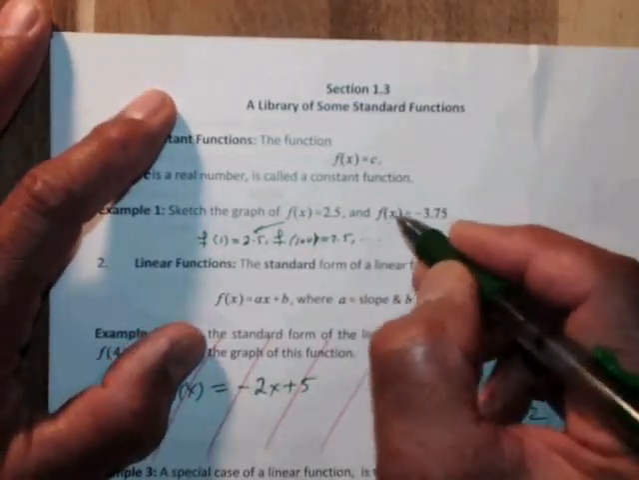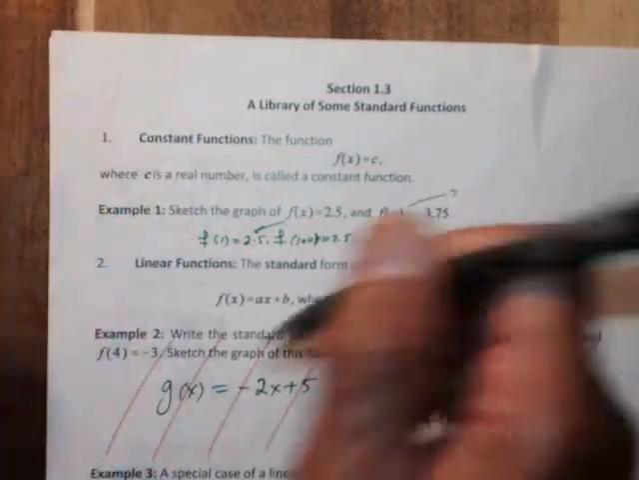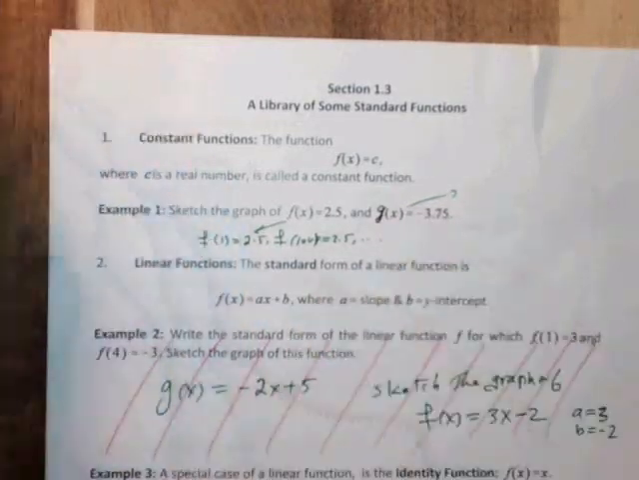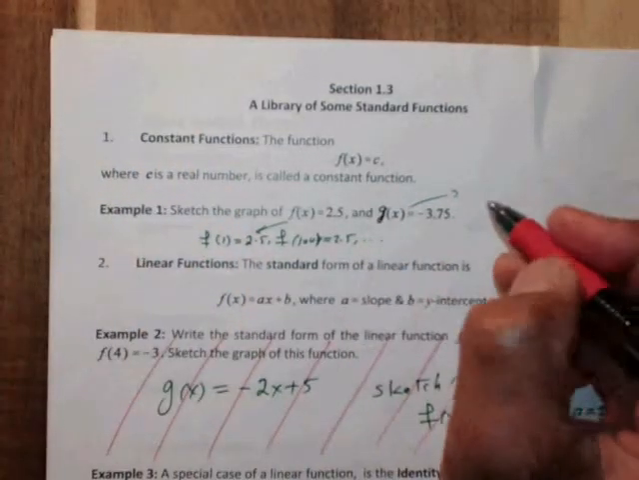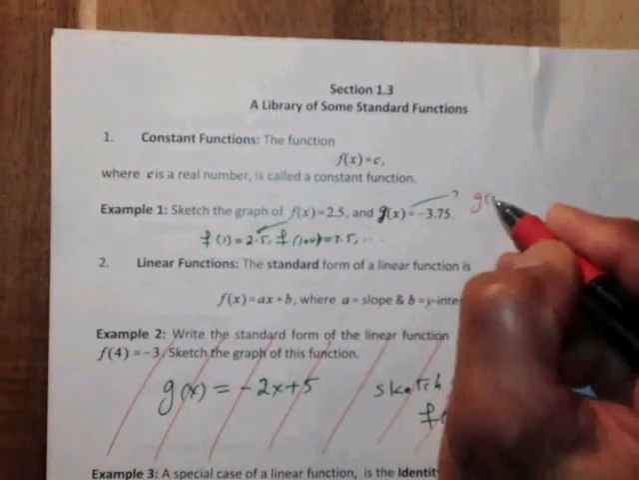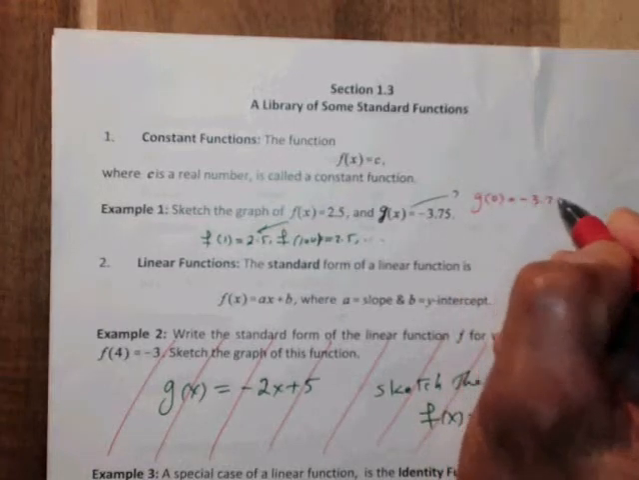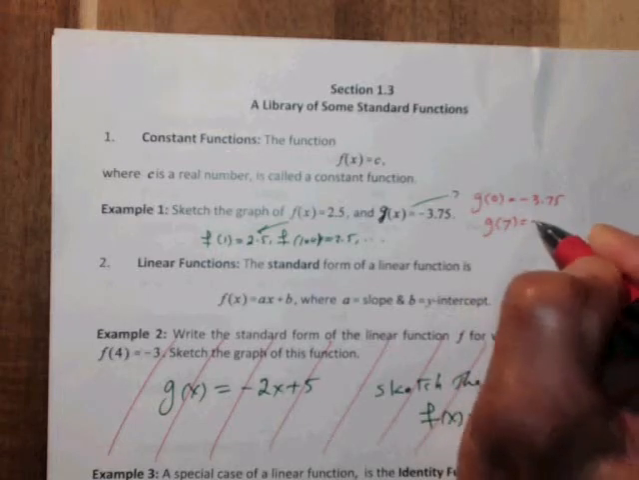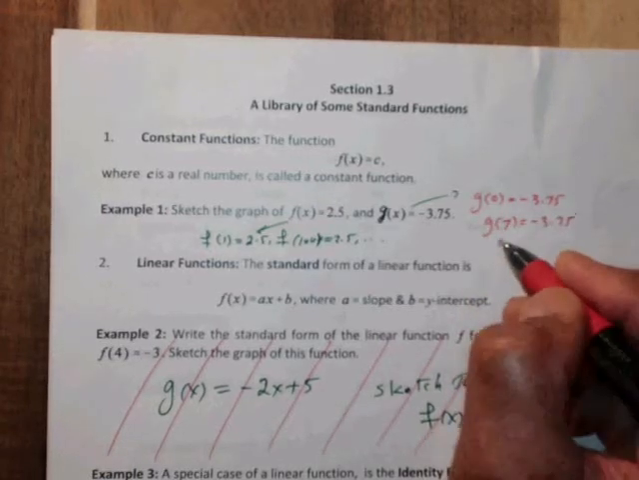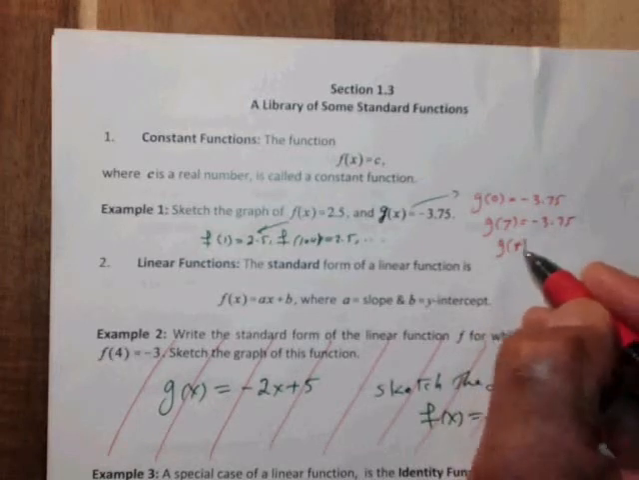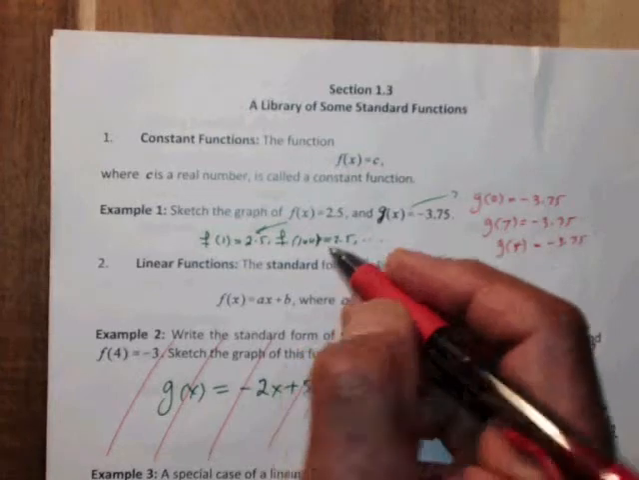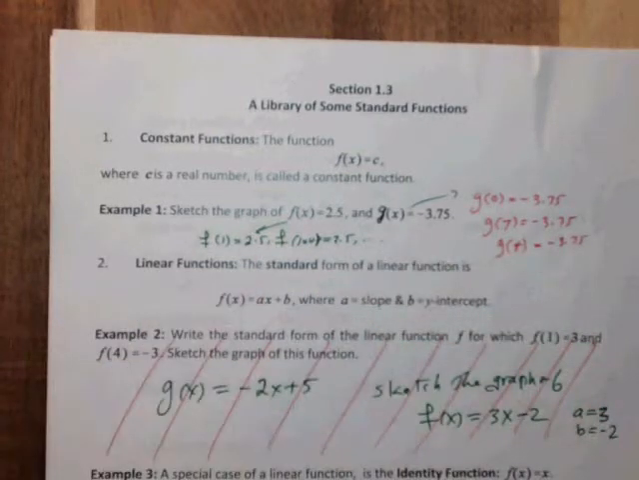For this one, we change it to g instead of f. We call this one g. Let's say g of 0 is negative 3.75. g of 7 is equal to negative 3.75. g of anything, whatever, is negative 3.75, and so forth. So that means whatever the input is, doesn't matter, you always get the same output.